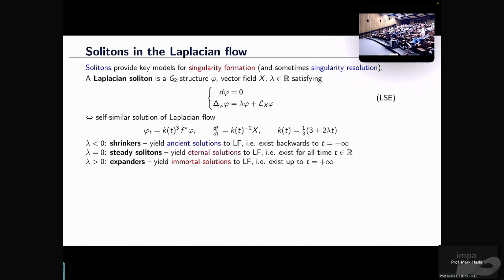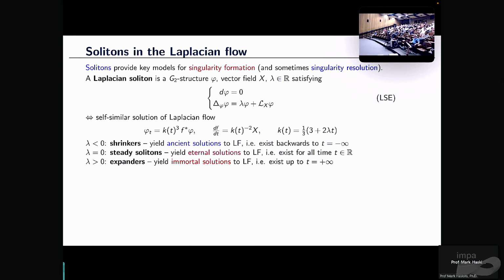So we've got a G2 structure phi, a vector field X, and a constant, call it the dilation constant lambda, so that it's a closed G2 structure. And now if I take the Laplacian of phi, then that should be lambda times phi plus the Lie derivative of phi by X. So I'll call that the Laplacian soliton equations.